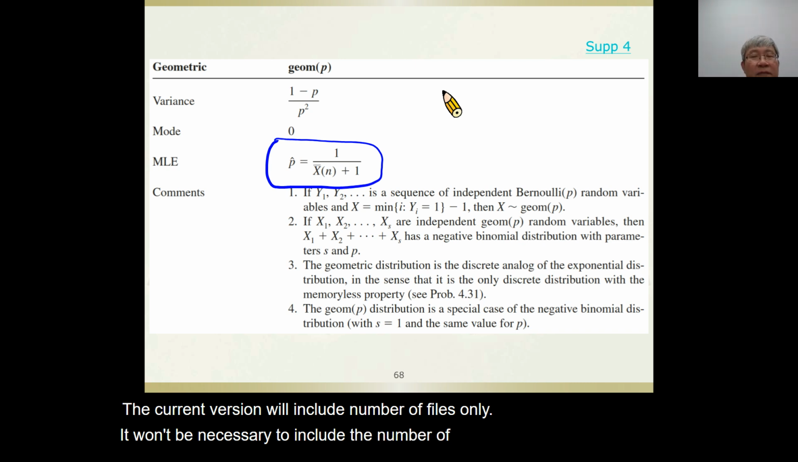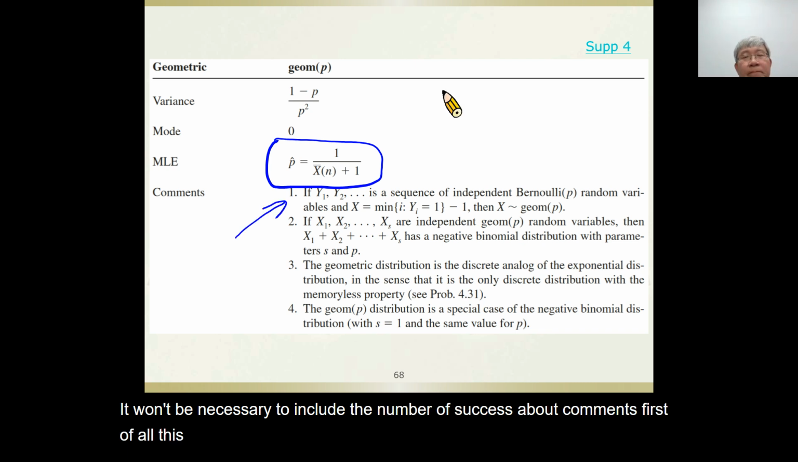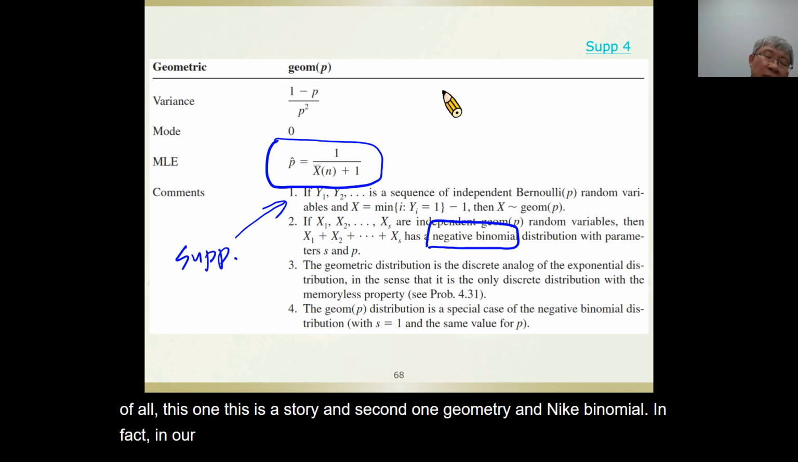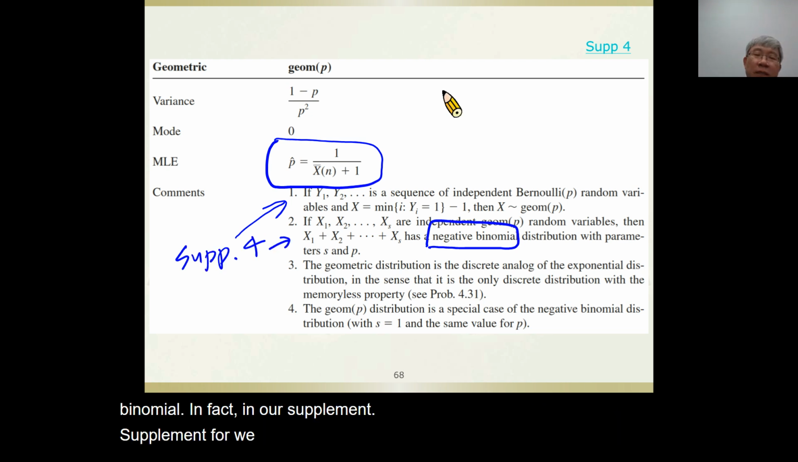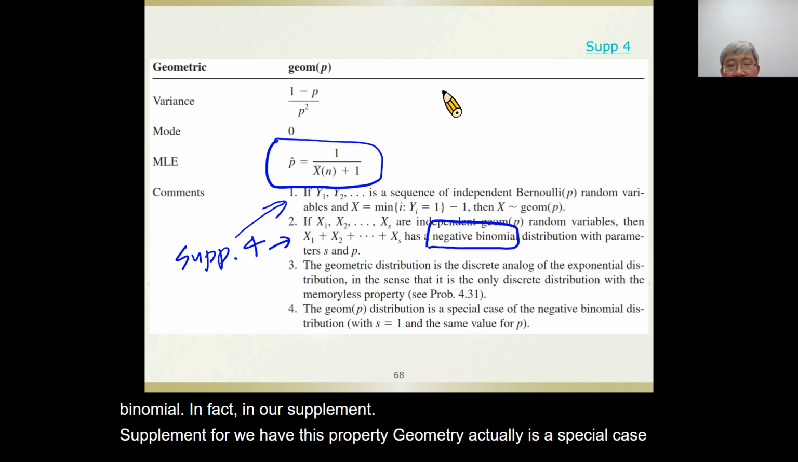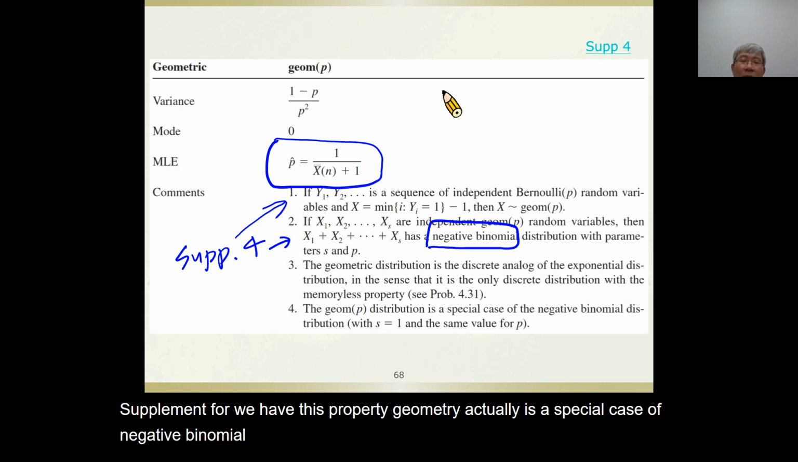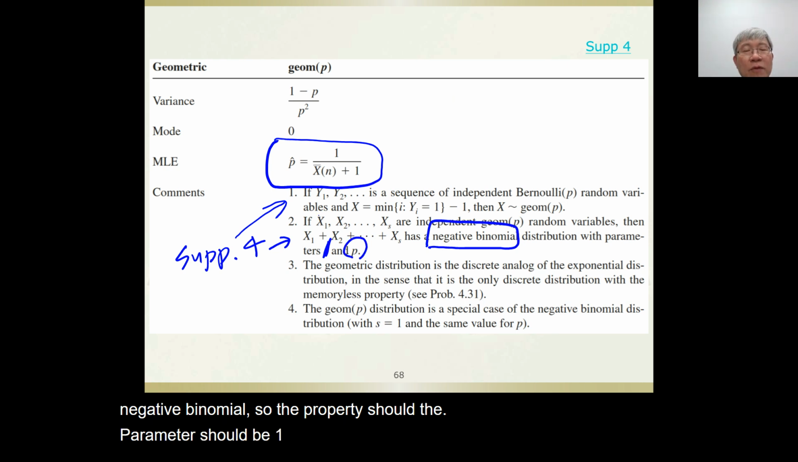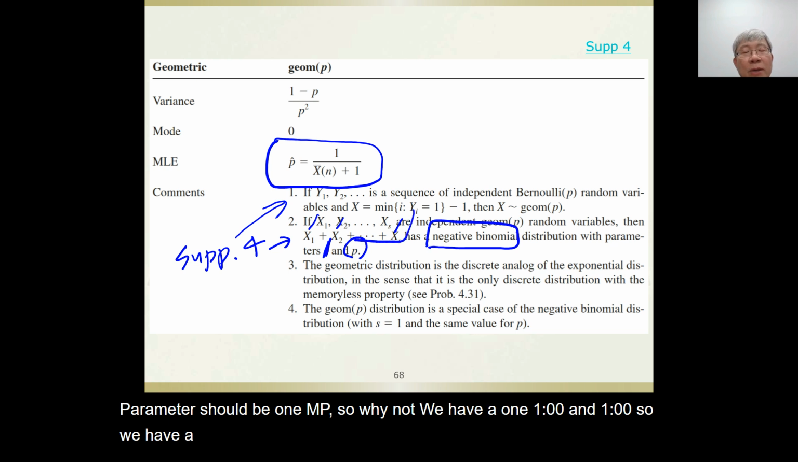About comments, first of all, this one is the story. And second, geometry and negative binomial. In our supplement 4, we have this property: geometry is a special case of negative binomial. So the parameters should be 1 and P. Right now we have 1, 1, and 1, so binomial forms binomial.